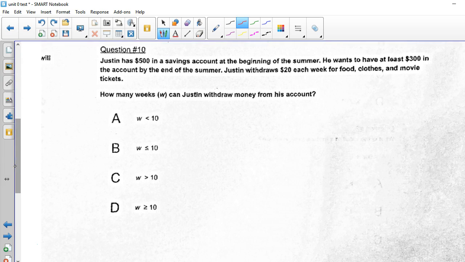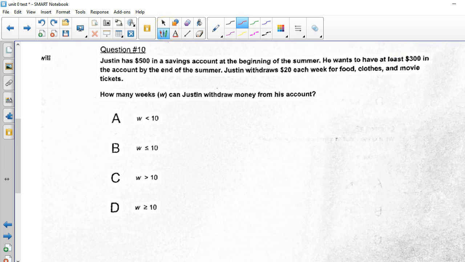Number 10. Justin has $500 in a savings account at the beginning of the summer. He wants to have at least $300 in the account by the end of the summer. Justin withdraws 20. Oh, that's not 300. That's 3,000. That was a misprint. Remember? He wants to have at least $3,000 in the account by the end of the summer. He withdraws $20 each week for food, clothes, and movie tickets. How many weeks can Justin withdraw money from his account? Oh no, we had it right to start with. It's 300. Sorry guys, I'm getting tired.